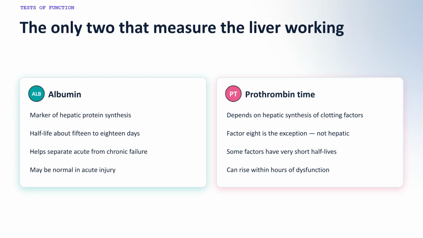Now the 2 genuine function tests. Albumin reflects hepatic protein synthesis, and it has a half-life of roughly 15 to 18 days. That long half-life is exactly what makes it useful. A low albumin implies the problem has been going on for weeks.